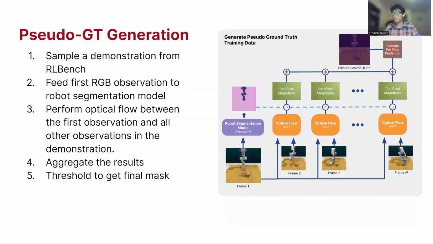For our pseudo ground truth generation, we have 5 main steps. We first sample a demonstration from RLBench, which is the simulated environment that we're working in. We then feed the first observation of the demonstration into a robot segmentation model that we trained with ground truth robot segmentations in order to get a mask of the robot. We then perform optical flow between the first and all the other observations within the demonstration. We aggregate the results, and we threshold in order to get the final mask.